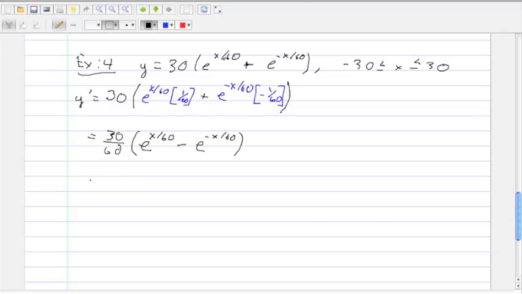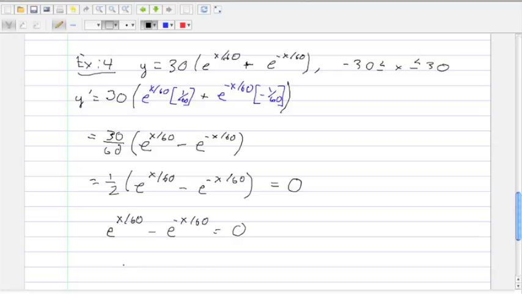So then this is 1/2 and everything else stays the same. Now, we have this derivative. We set it to 0. And if we solve to get rid of that constant, if you multiply both sides by 2, you get e to the x over 60 minus e to the negative x over 60 still equals 0.